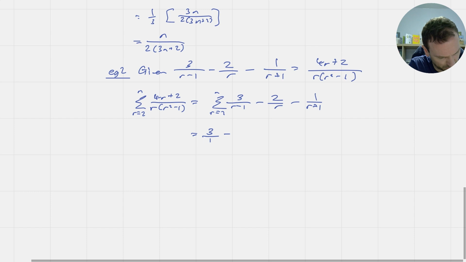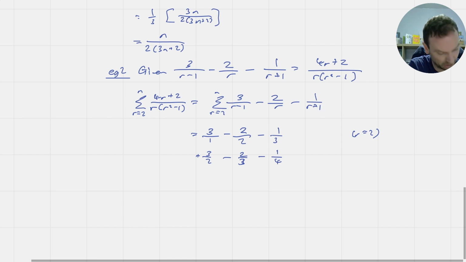So then 2 over 2, again, I'm not going to worry about simplifying yet, but we've got plenty of time to do that. Subtract 1 over 3, so that's just from subbing in r equals 2. And then we're going to add in what happens when we sub in r equals 3. So if we do that, we're going to end up with 3 over 2, subtract 2 over 3. Sorry, I'll try and keep my handwriting legible here.